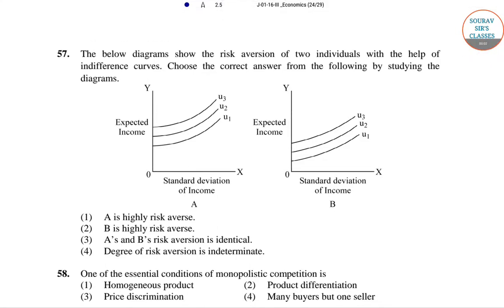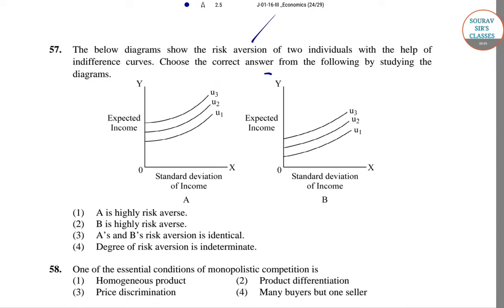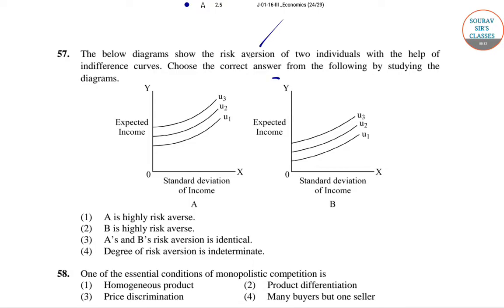So in today's video we'll start with question number 57. In question number 57 it is given that the below diagram shows the risk aversion of two individuals with the help of indifference curves. Now choose the correct answer from the following by studying the diagram.